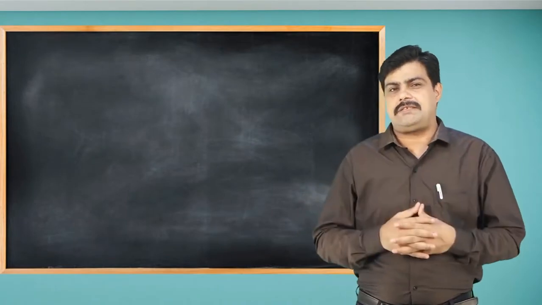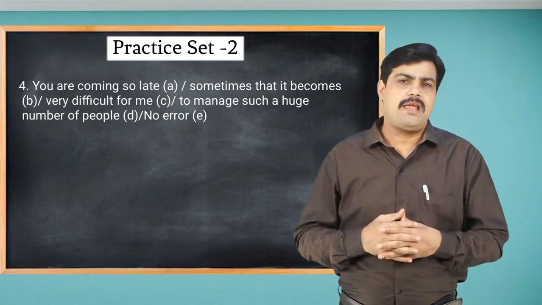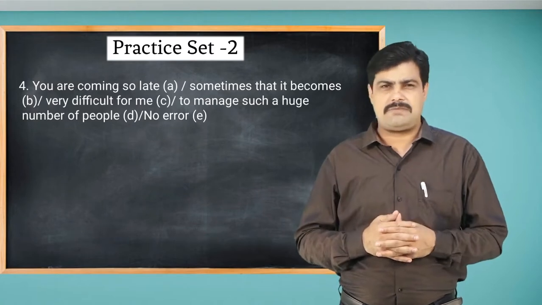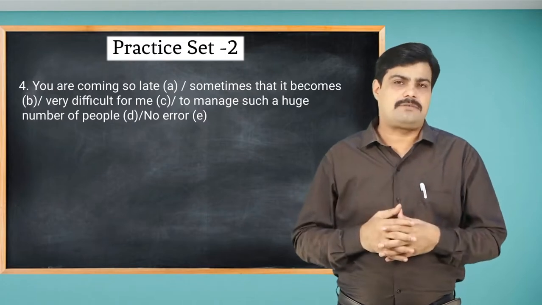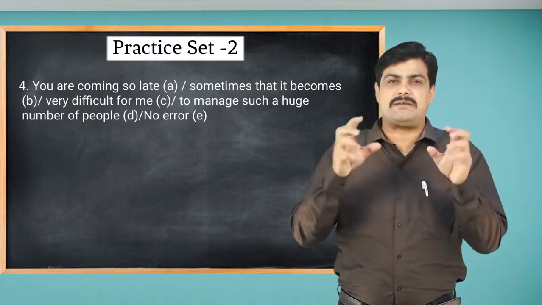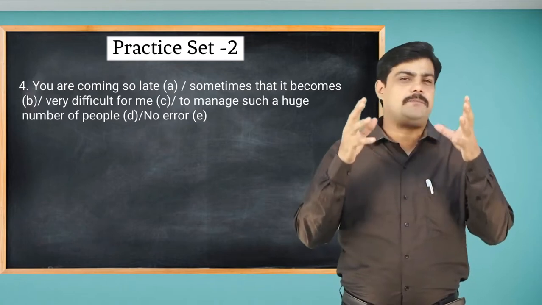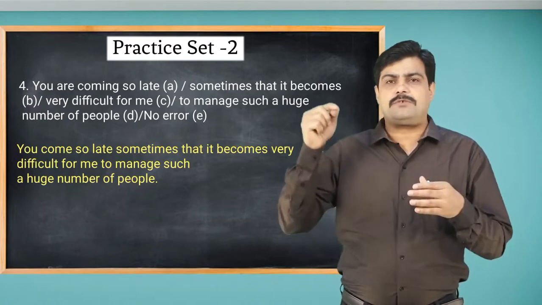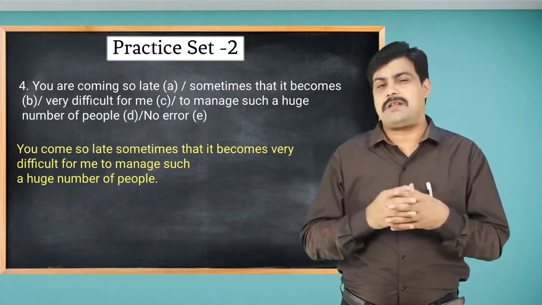Let's take another sentence. You are coming so late sometimes that it becomes very difficult for me to manage such a huge number of people. What is the mistake in this sentence? Well, the tense in part A is wrong, because we know that the words showing habits like sometimes are used in present indefinite tense. So use present indefinite tense in part A and say the sentence as, you come so late sometimes that it becomes very difficult for me to manage such a huge number of people.